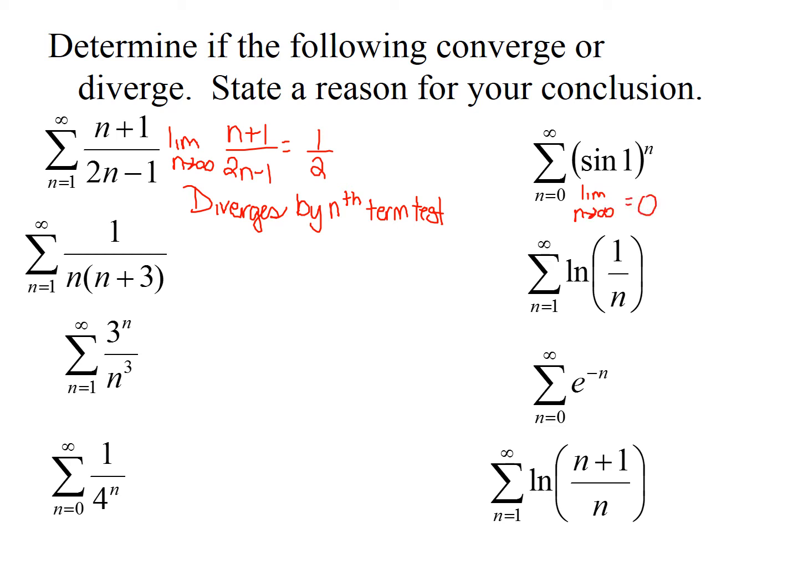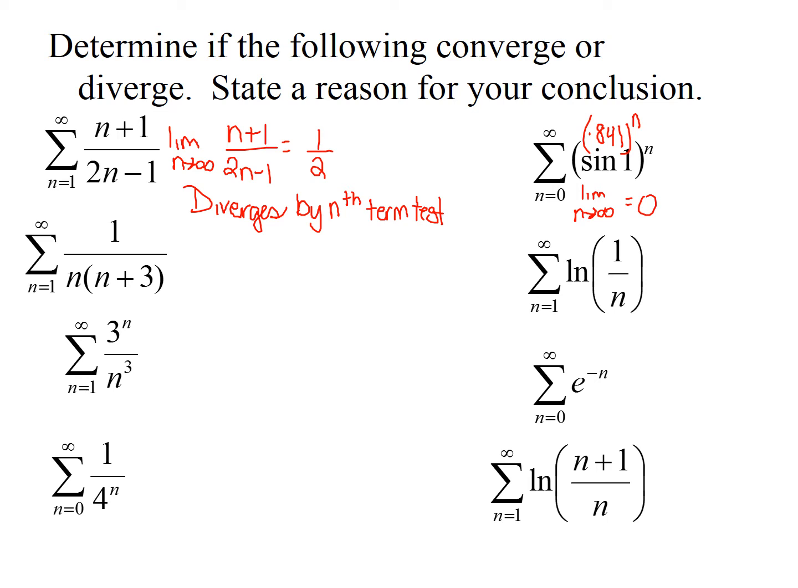Sine 1 is a constant, so you could use your calculator to find sine 1. As a matter of fact, I'll do that right now. Just on my handy-dandy calculator, I'll do sine of 1, and that is 0.841. So I have 0.841 raised to the nth power. Because this is less than 1, as I take the limit as n approaches infinity, this goes towards 0. Now, just because it goes towards 0 does not mean that it converges.